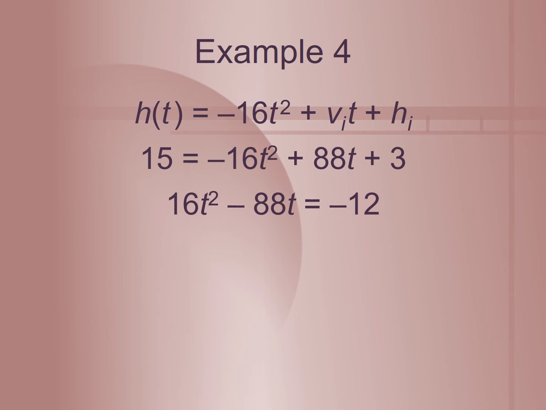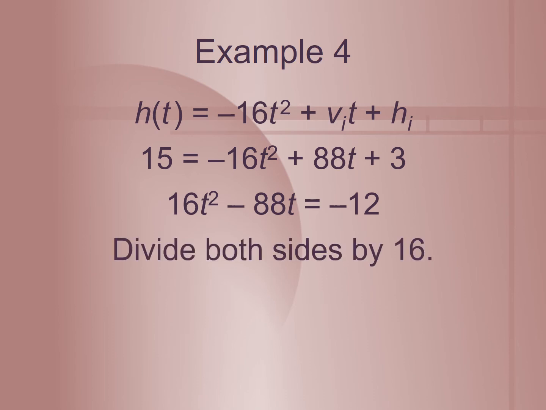Now I have a quadratic in the form ax squared plus bx equals c. The first thing I have to do is get rid of that leading coefficient by dividing both sides by 16. That will become t squared minus 11 over 2 t equals negative 3 over 4. Now I can complete the square. I have to take half of 11 over 2, squared. Half of 11 over 2 is 11 over 4. And then 11 over 4 squared is 121 over 16.